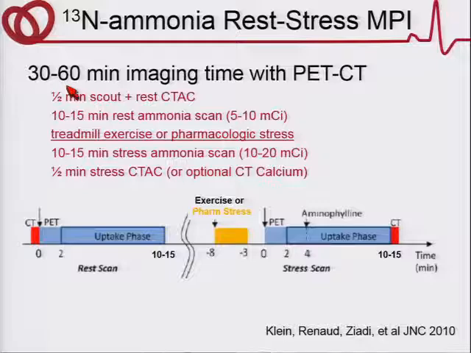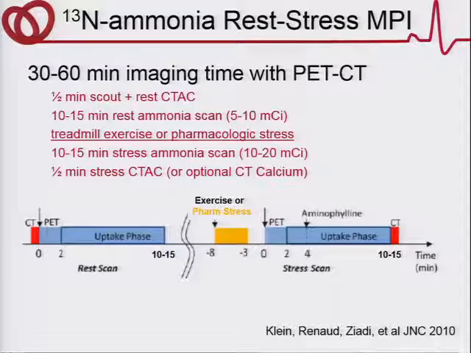With rubidium, there's really no point in scanning much longer than 5 minutes because your tracer has pretty much all decayed after that point. With ammonia, with a 10-minute half-life, you can afford potentially to scan a little bit longer if you'd like to acquire more count statistics and acquire an image with perhaps a little bit higher spatial resolution.